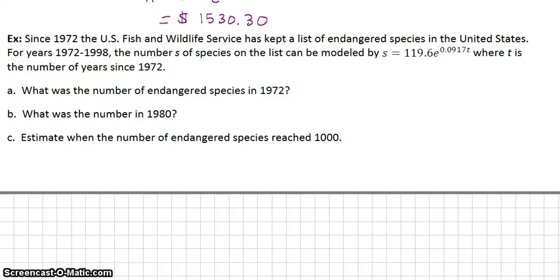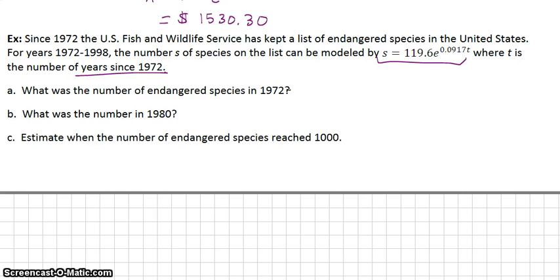So for this last example on our notes sheet today, it says, since 1972, the U.S. Fish and Wildlife Service has kept a list of endangered species in the United States. For years 1972 through 1998, the number S of species on the list can be modeled by this equation, where T is the number of years since 1972. That's important. They gave us a formula this time, and now we're going to use that in some situations. First of all, what was the number of endangered species in 1972?